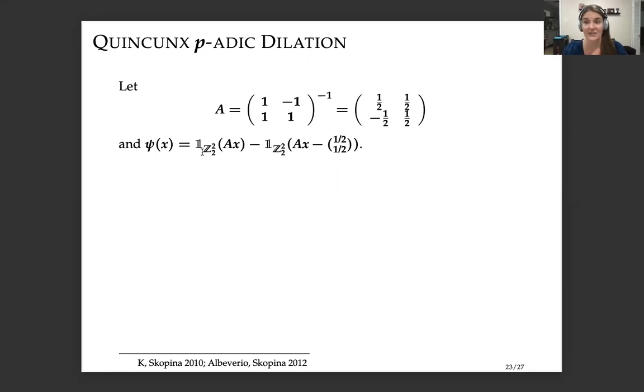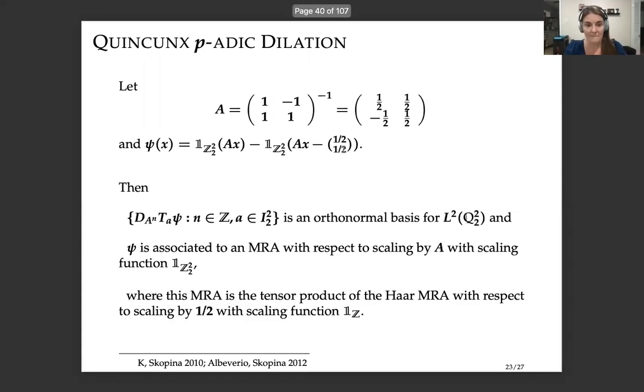the integer function of the square of the integer. So that's just a vector where each of the entries is a two-adic integer. And I feed in a of x, and then I feed in a of x minus 1/2, 1/2. Then it ends up that if we do shifts by the coset representatives and dilations by the powers of this matrix, this Quine-Cook's matrix, then we get an orthonormal basis for L2 of Q22.